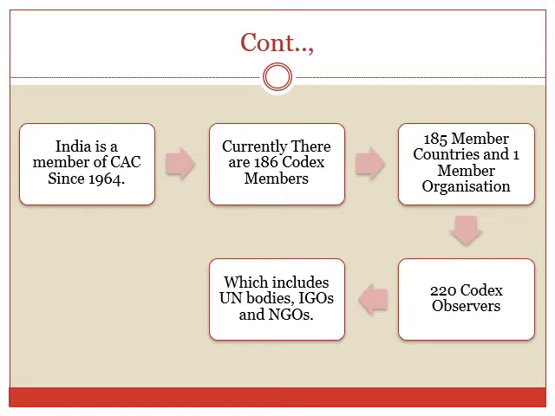Current status of the Codex Alimentarius Commission. India has been a member of the Codex Alimentarius Commission since 1964. Currently there are 186 Codex members, of which 185 are member countries and 1 is a member organization, and 220 Codex observers, which include United Nations bodies, IGOs and NGOs.